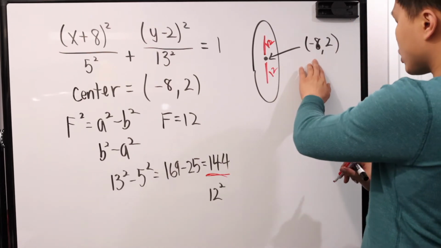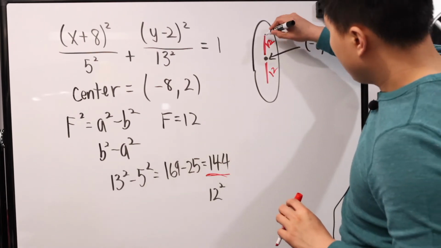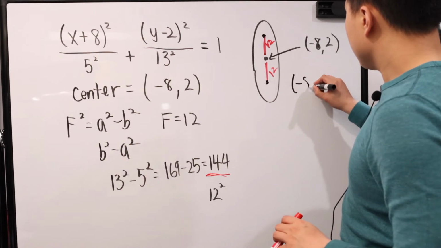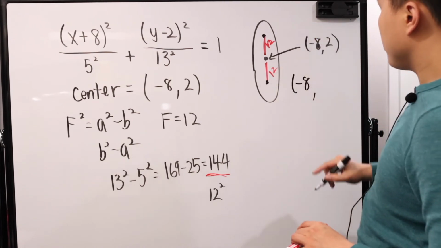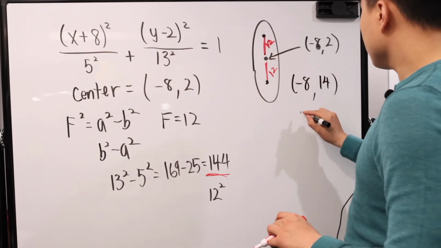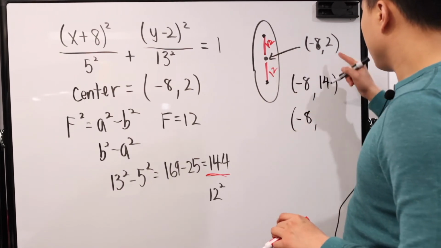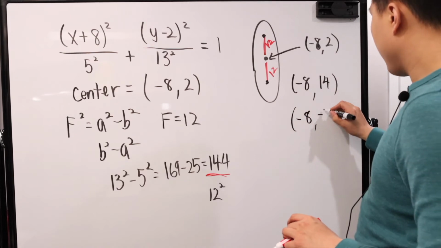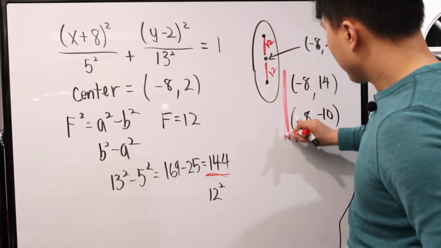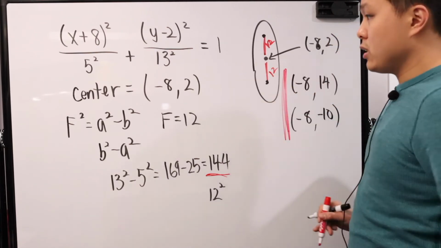So since this is our center, our focus points are going to be located here and here, right? It's going to be negative 8, and instead of 2, you're going up 12. That's going to be 14. Or going down, it's going to be negative 8, and instead of 2, now you're going down 12. It's going to be negative 10. And these are going to be our two focus point coordinates for this equation.